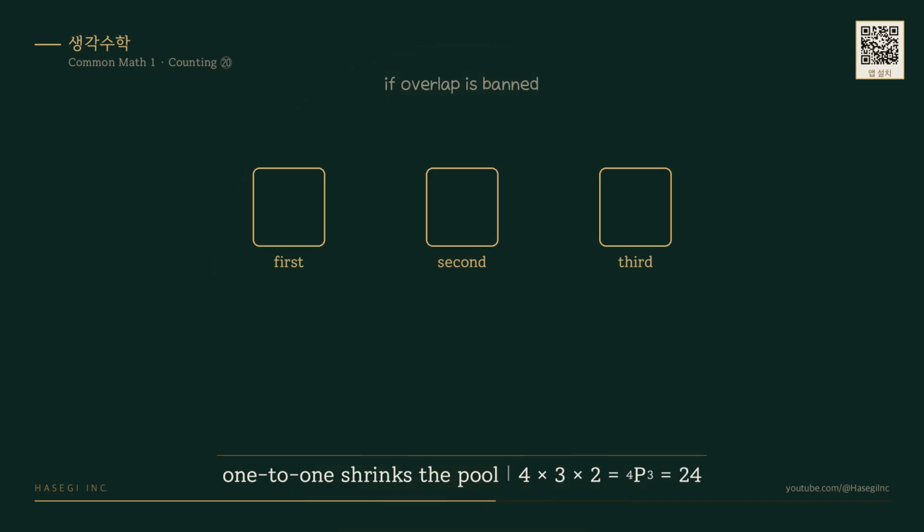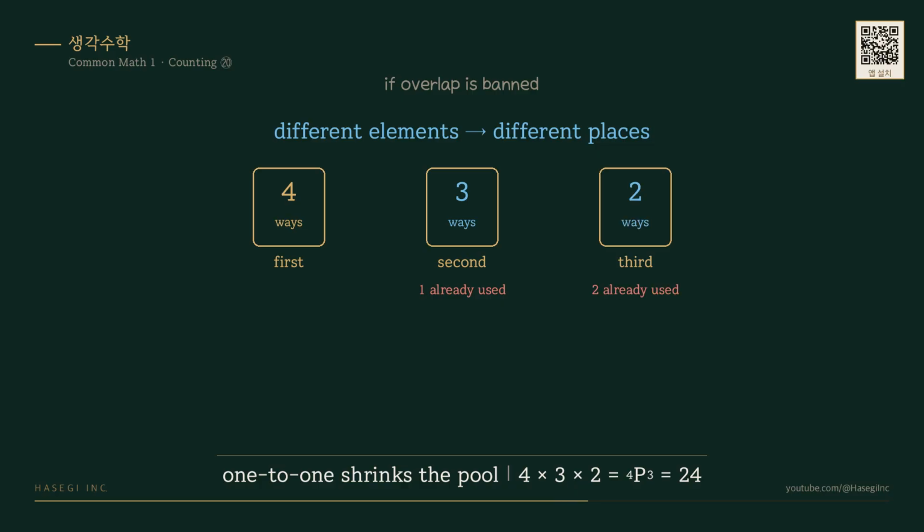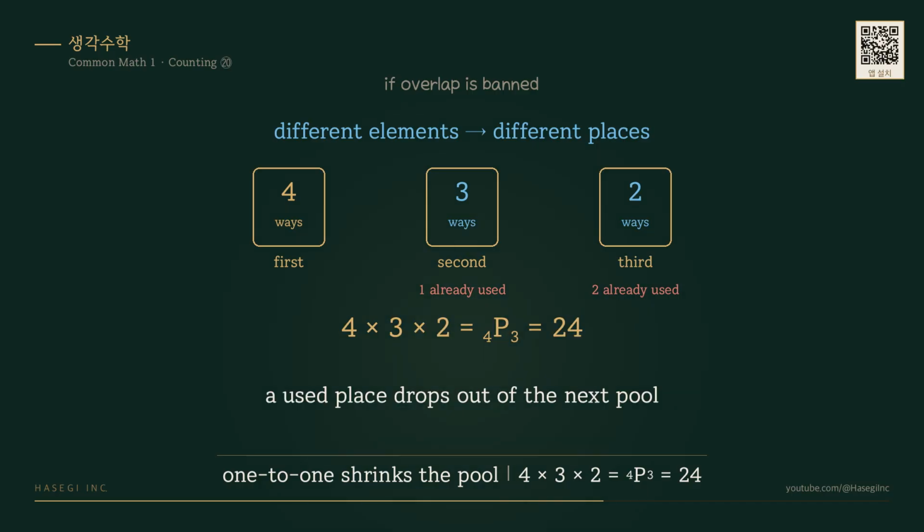Now let us add one condition. Different elements must land on different places. That is what we call a one-to-one function. Once the first element uses one of the 4, the second has to choose from the remaining 3. The third has 2. 4 times 3 times 2 is 24. That is exactly 4p3. A permutation, plain and simple.